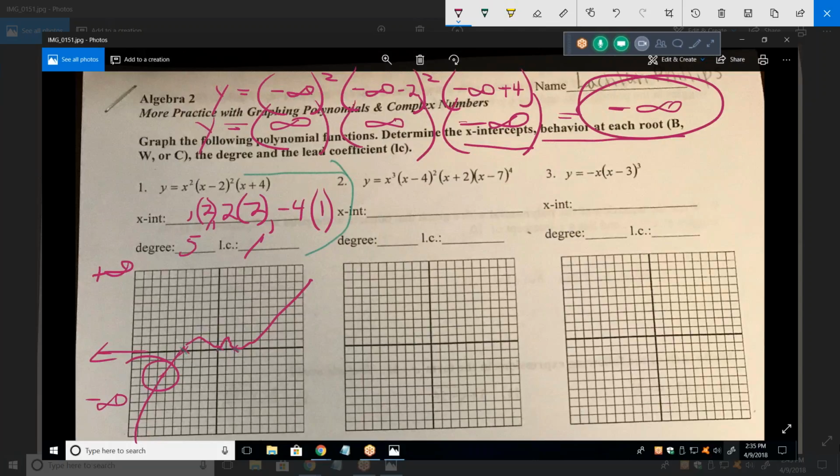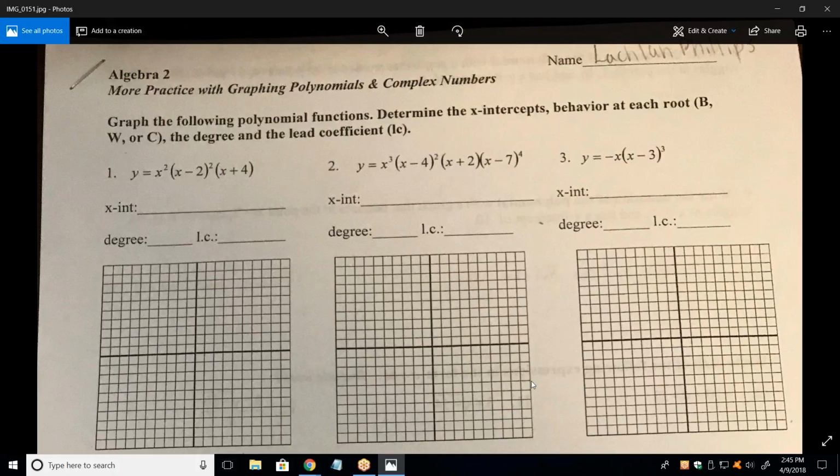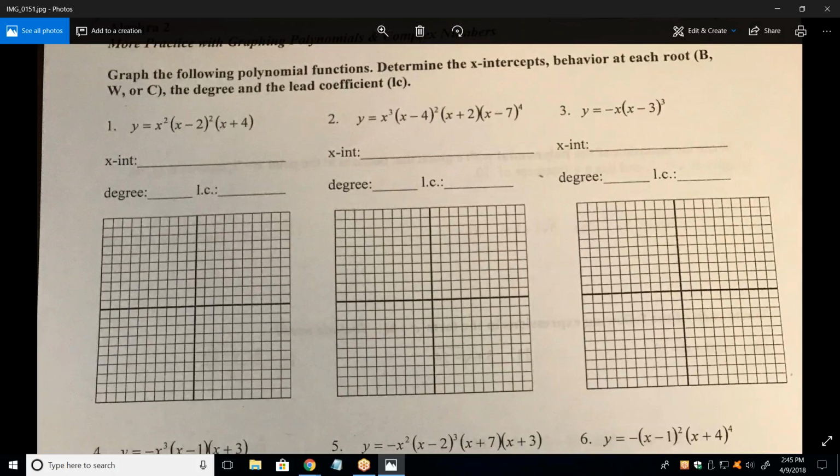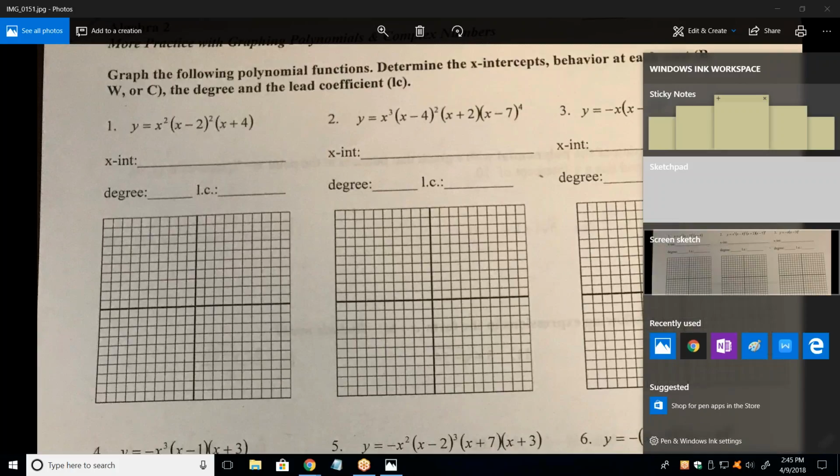And it also satisfies the multiplicity, which determines whether it goes through the x-intercept, that's an odd multiplicity, or it bounces off the x-intercept, that's an even multiplicity, always. If it's x to the fourth, that's an even multiplicity. It's going to bounce off the x-intercept. All right. These are fairly sophisticated.